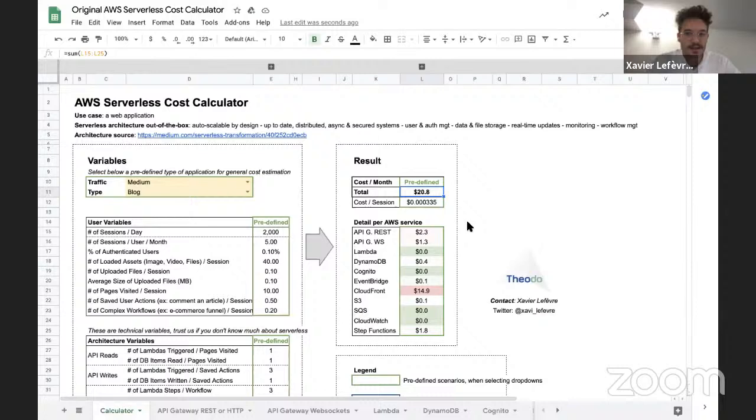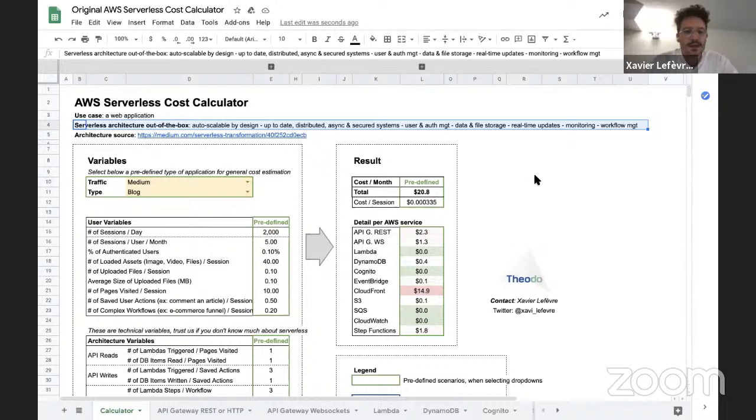Fully serverless, as I explained before, and as is written here, is auto-scalable by design because we selected all serverless services from AWS. It's serverless, so it's up-to-date, distributed, asynchronous, and secured. There is user and auth management with Cognito. There is data and file storage with DynamoDB and S3. There is real-time updates with API Gateway WebSockets. There is monitoring with CloudWatch, and some workflow management with Step Functions. So everything is in there. And with 2,000 sessions per day, it's supposed to cost you $20 per month, which is quite cool.